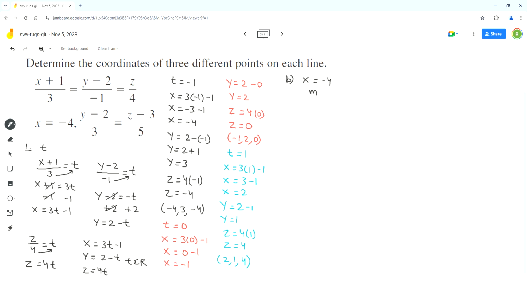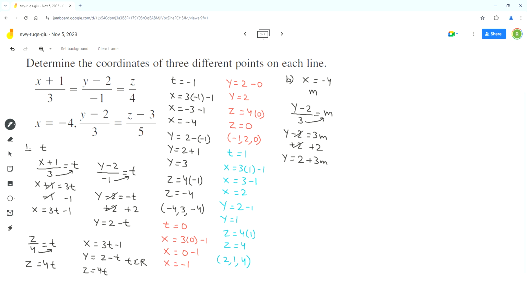We should set y part of the equation and z part of the equation equal to m and solve for y and z. So let's start with the y part of the equation. We can cross multiply the 3. Now we can add 2 to both sides. So this is the y equation.